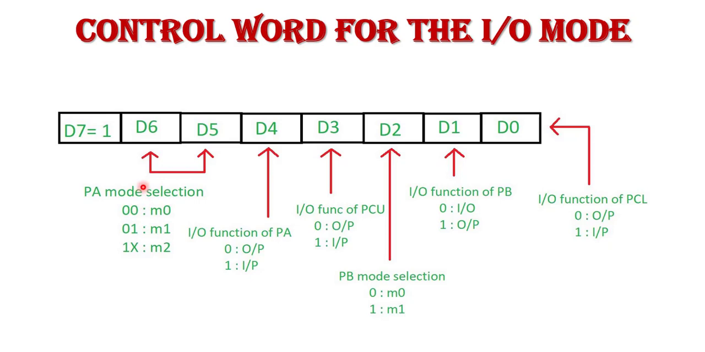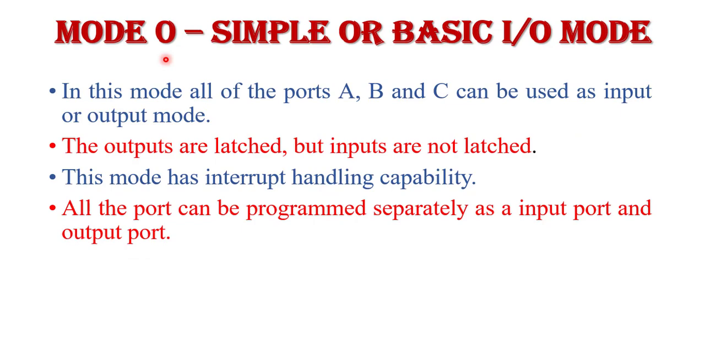So in this way, all the pins define the functionality of all the ports. In this video, I will explain mode 0 of input output mode. Mode 0 is basically a simple or basic IO mode. In this mode, all the ports, that is port A, port B and port C, provide simple input output operations separately. Or we can say that in this mode, all of port A, port B and port C can be used as input or output. In this mode, outputs are latched but inputs are not latched. This mode has interrupt handling capability.